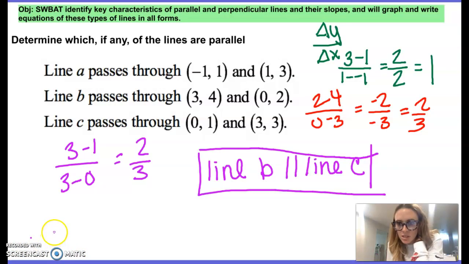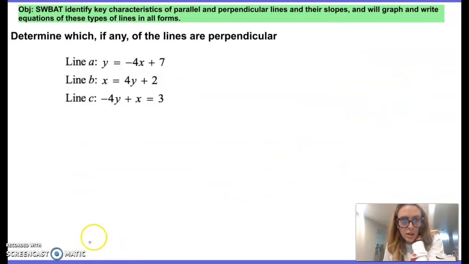All right, so as you can see, the slope for line A should have been 1. The slope for line B should have been 2/3, and line C is also 2/3, making line B parallel to line C. Let's move on.